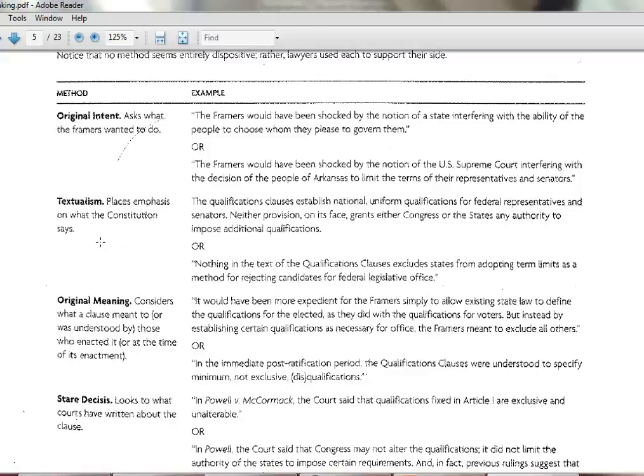Originalists like this the best. They say, our job is to interpret the Constitution. We do that by looking at what the Constitution says. Let's not look outside of the text, if possible.